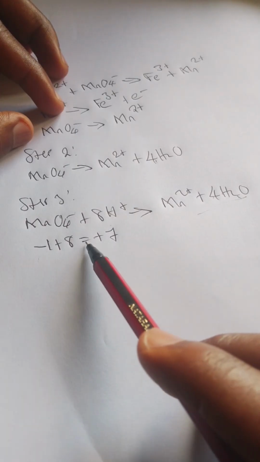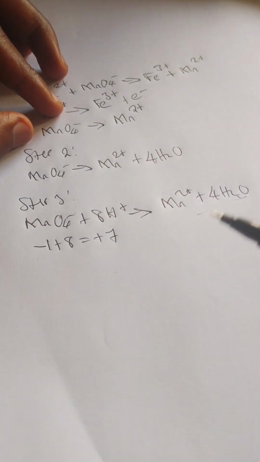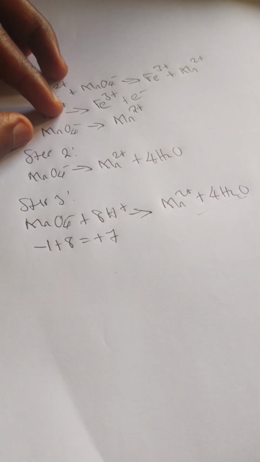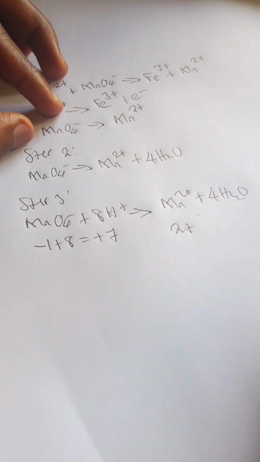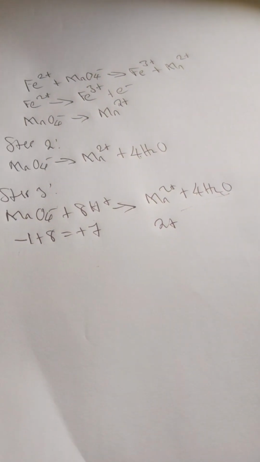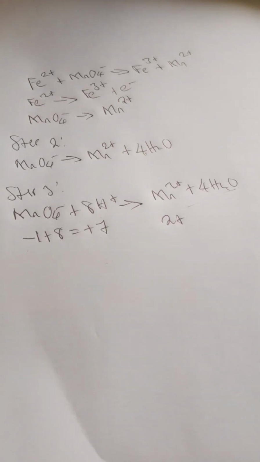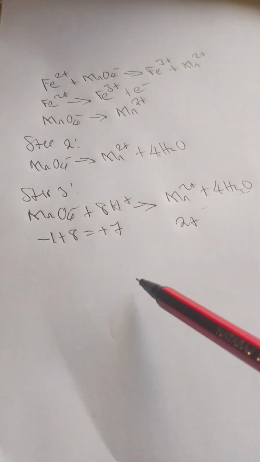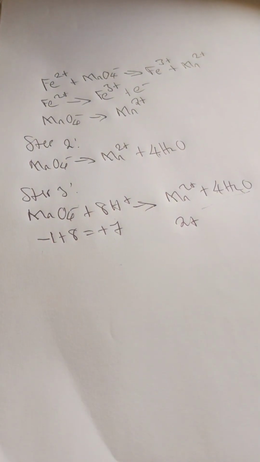What about the right side? On the right side, we just have 2 plus. Water there, we can't say that it has a charge. So we have 2 plus. So how do you balance the charges? On the left side, guys, we have 7 positive charge. On the right side, we have 2 positive charge. Now, how do we balance these charges, guys?